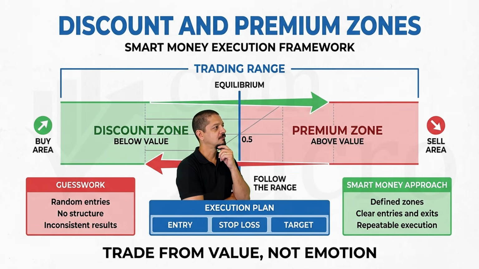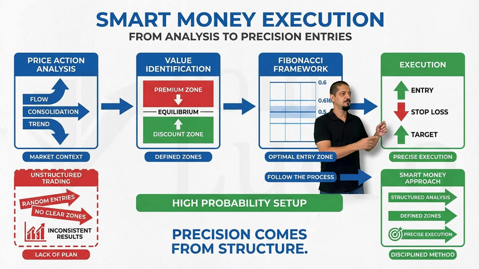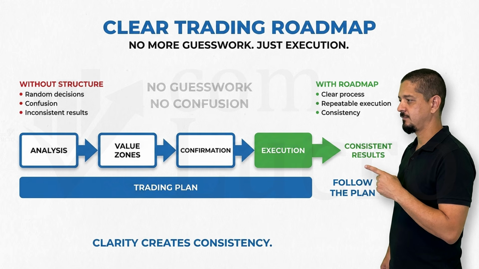Welcome back, traders, to the ComLucro channel. This lesson is part of our Smart Money Concepts course, and in this chapter, we'll focus on discount and premium zones. You'll learn how to analyze price action through the lens of smart money concepts, how to identify discount and premium ranges using Fibonacci retracement, and how to define precise entry and exit points for high probability setups. By the end, you'll have a clear and repeatable roadmap. No more guesswork, no more confusion, just a focused plan to guide every trade you take.